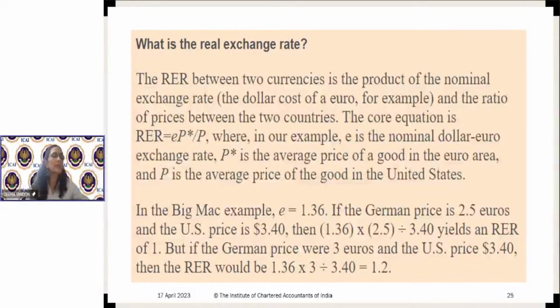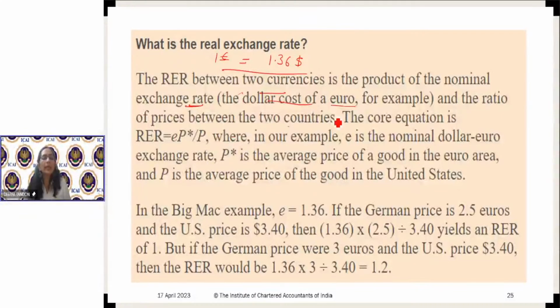So this is the example which will make you further clear. Okay, so how do you calculate real exchange rate? Real exchange rate is calculated between two currencies. Nominal exchange rate, let's say 1 euro is equal to 1.36 USD. Okay, so this is the exchange rate. 1 euro is equal to $1.36. So dollar cost of euro is given to you.